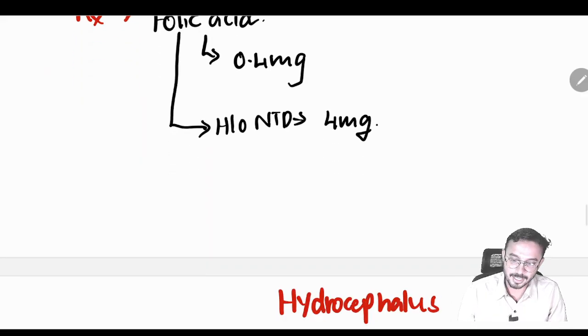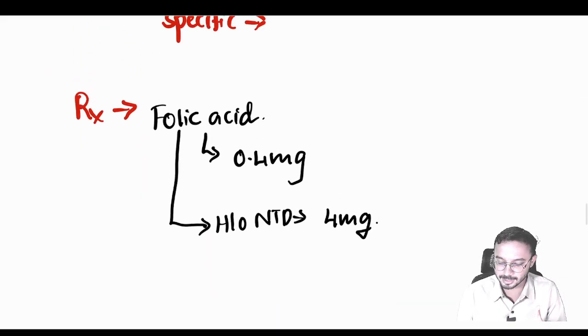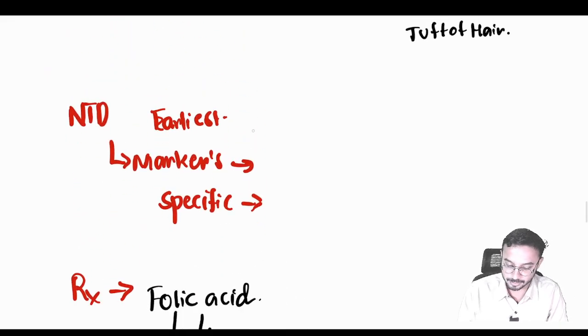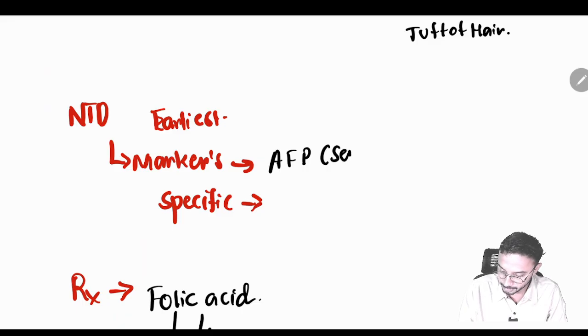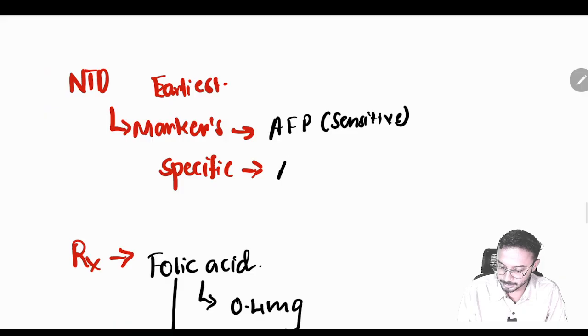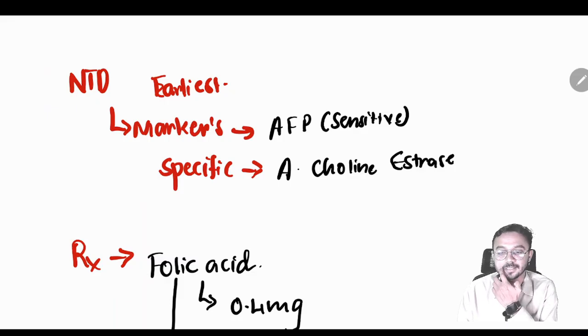Is there any test to diagnose whether the mother's baby has anencephaly or not? Yes, that is markers. The earliest marker is alpha fetoprotein. Okay, this is a sensitive marker. AFP is nothing but alpha fetoprotein, and acetylcholinesterase is the specific marker. Okay, this is the specific marker. So this is about neural tube defects and pediatric neurology.